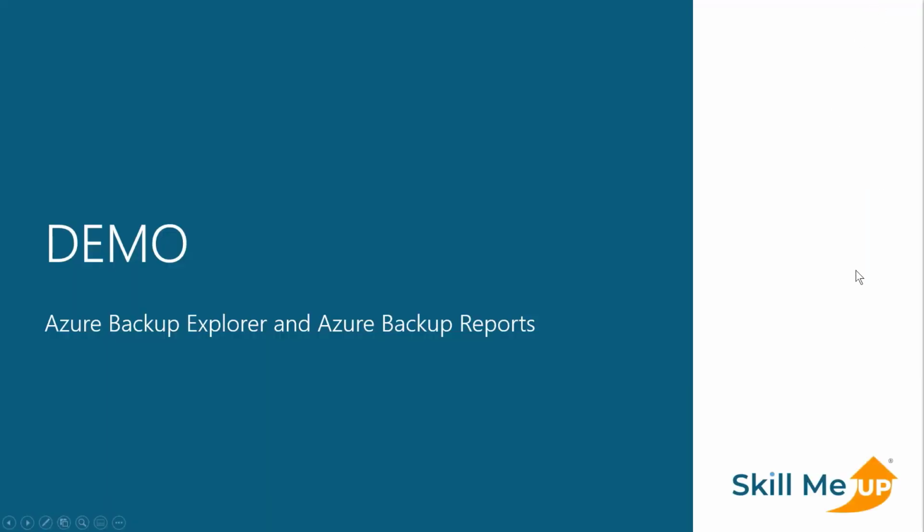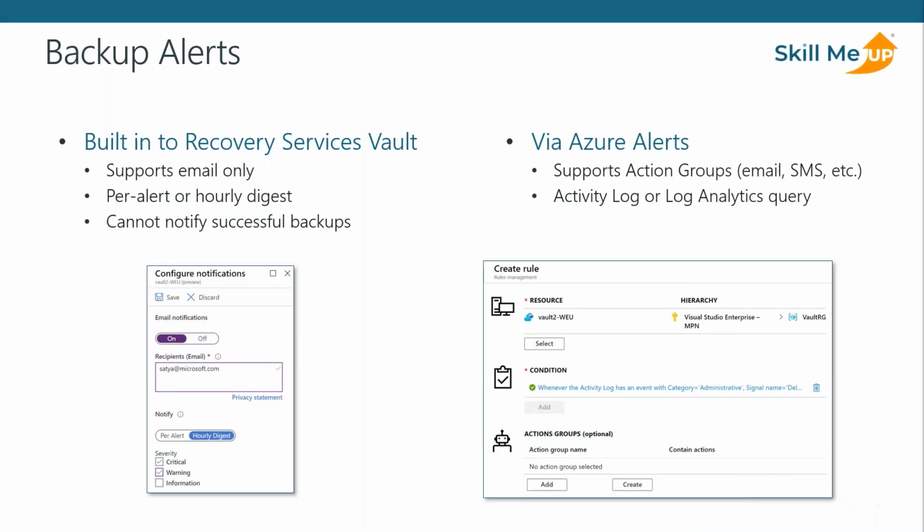Okay, backup alerts. You want to know when things go wrong. Backup itself in the Recovery Services Vault has a feature to do alerts by email only, and it can notify you of alerts, either an hourly digest or just when an alert happens, and you can specify whether it is critical or warning level or whatever it is.